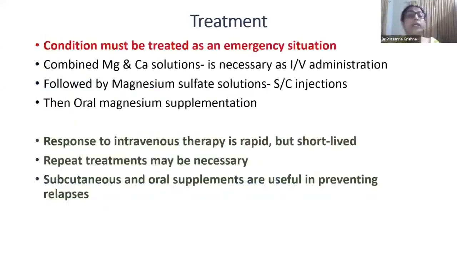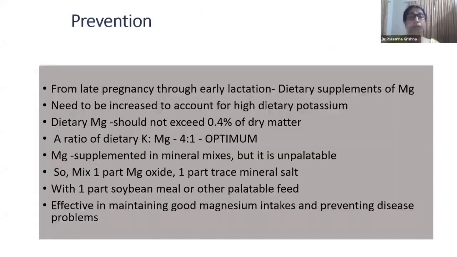So we have to treat the animal as an emergency situation. The treatment is a combined magnesium and calcium solution. Still, I think MgFX is popular. Combined magnesium and calcium solution is necessary as IV administration, followed by magnesium sulfate solution. Subcutaneous injections are also advised. Oral magnesium supplementation is also done. You can see a rapid response to the intravenous therapy, but it is short-lived. You can repeat the treatments as necessary, and also support it with subcutaneous and oral supplements to prevent relapses. So how can we prevent this condition?